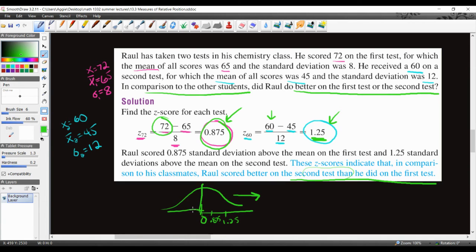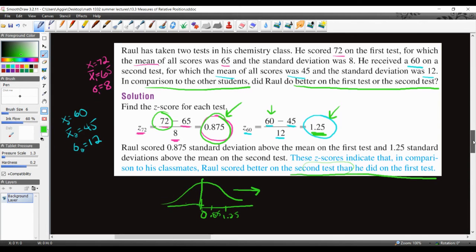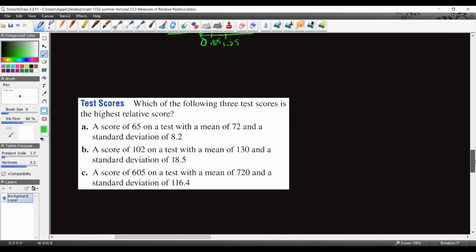A lot of it does depend on the question, what they're asking. If they say which one is closer to the center here, then it would have been this one. But we want to know where he did better, so it would be the second test. And that's how you do one of these. So let's go ahead and try some examples.